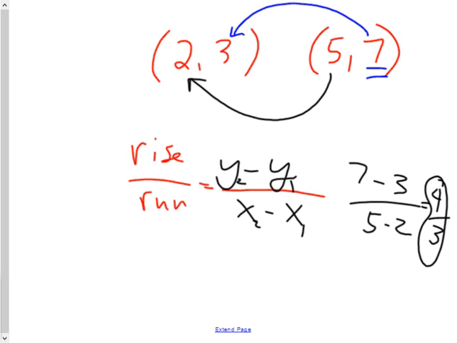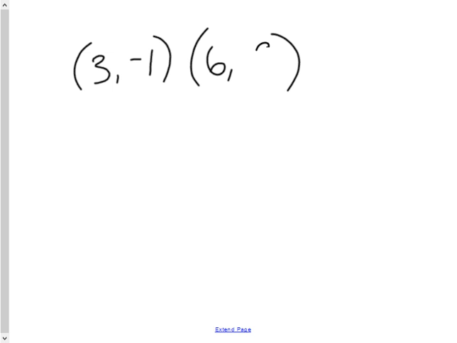One more of those, because sadly when I went around, almost everybody had it wrong. Let's try one more like that. 3 comma negative 1, that's going to add some trickiness to it. And then 6 comma 9. And you're doing the rise over the run, which is also known as the slope. These are 2 points, point 1 and point 2. What is the slope? I'll pause, we try that.